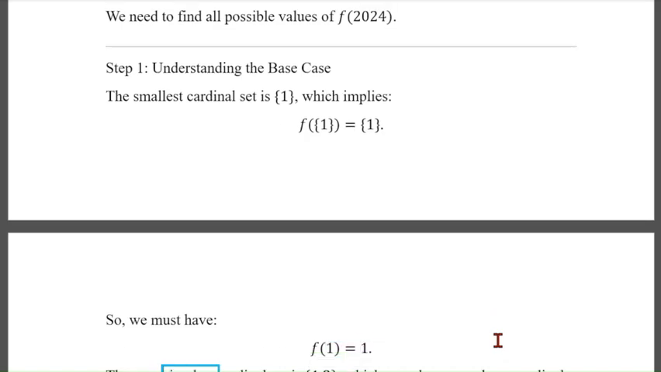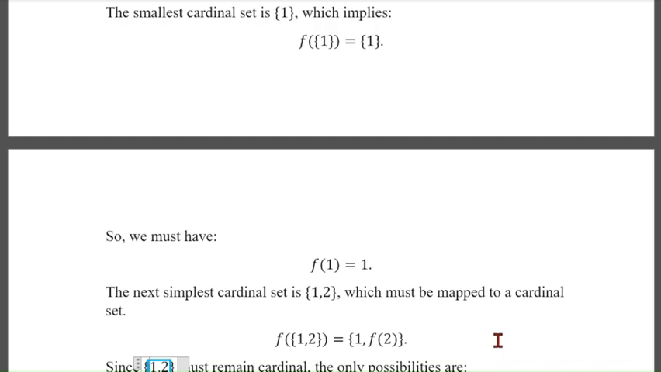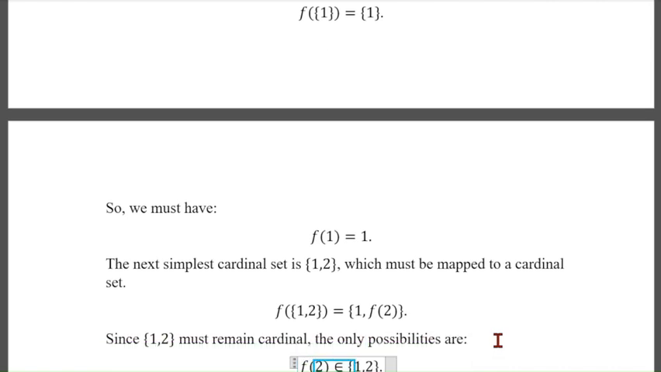The next simplest cardinal set is {1, 2}, which must be mapped to a cardinal set. f({1, 2}) = {1, f(2)}. Since {1, 2} must remain cardinal, the only possibilities are f(2) is an element of {1, 2}.